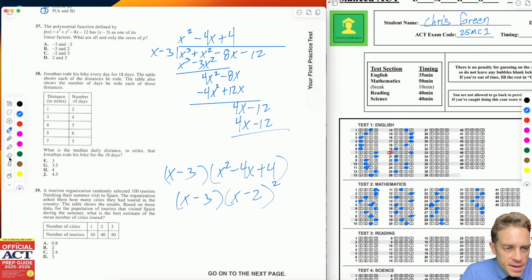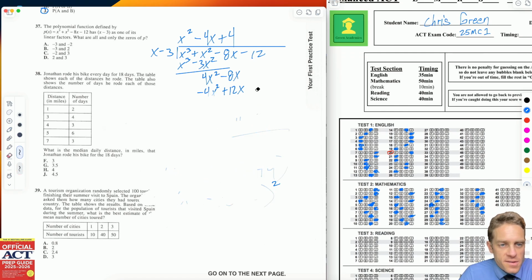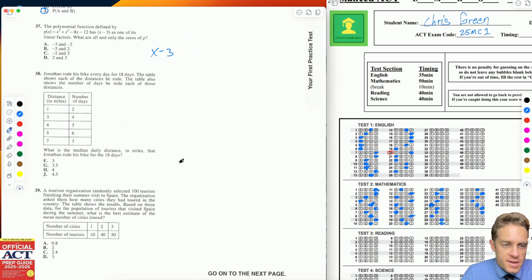Jonathan rode his bike every day for 18 days. The table shows each of the distances he rode. The table also shows the number of days he rode each of those distances. What is the median? The median daily distance.